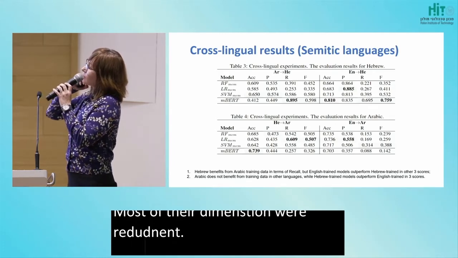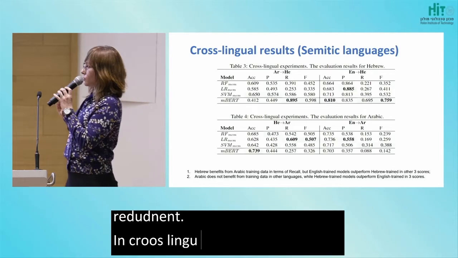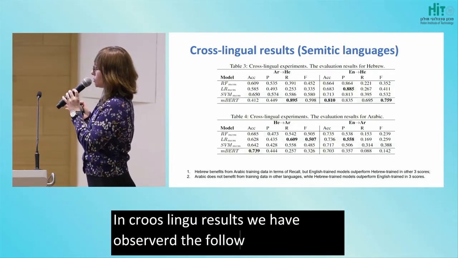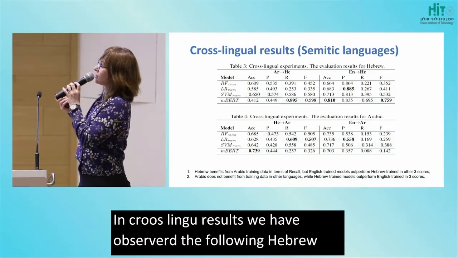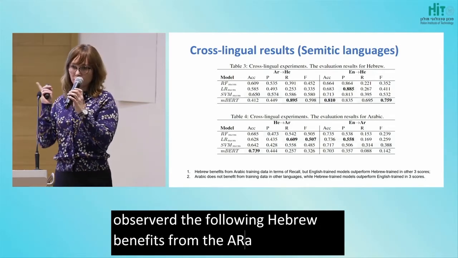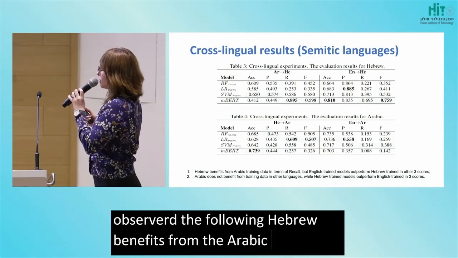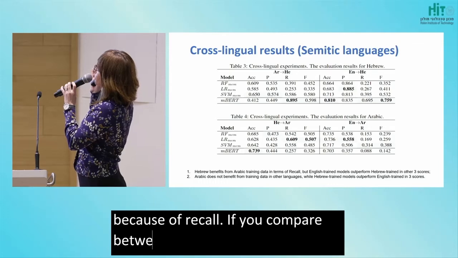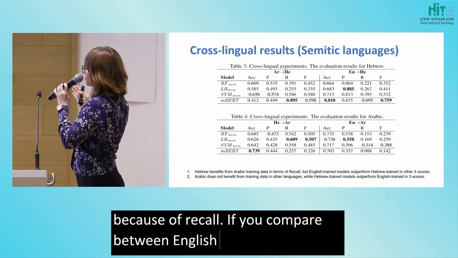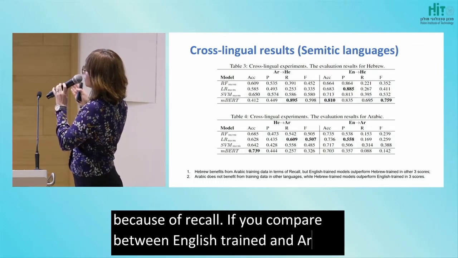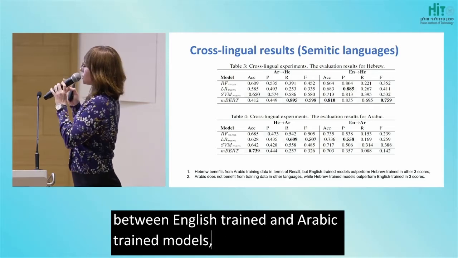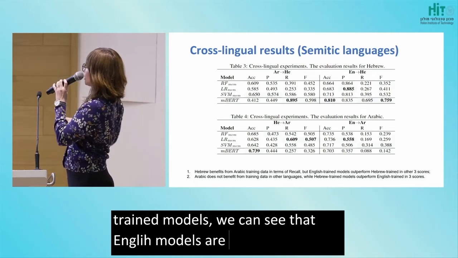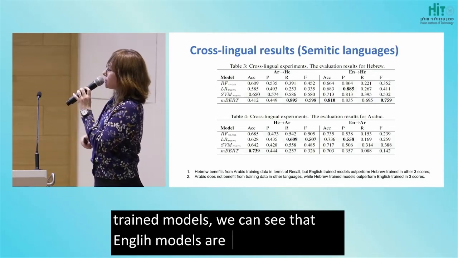Okay, in cross-lingual results, we observe the following. First of all, Hebrew benefits from Arabic training data in terms of recall. The recall is even better than the respective monolingual result. But if you compare between English-trained and Arabic-trained models, we can see that English-trained models outperform Arabic-trained in most of the metrics.